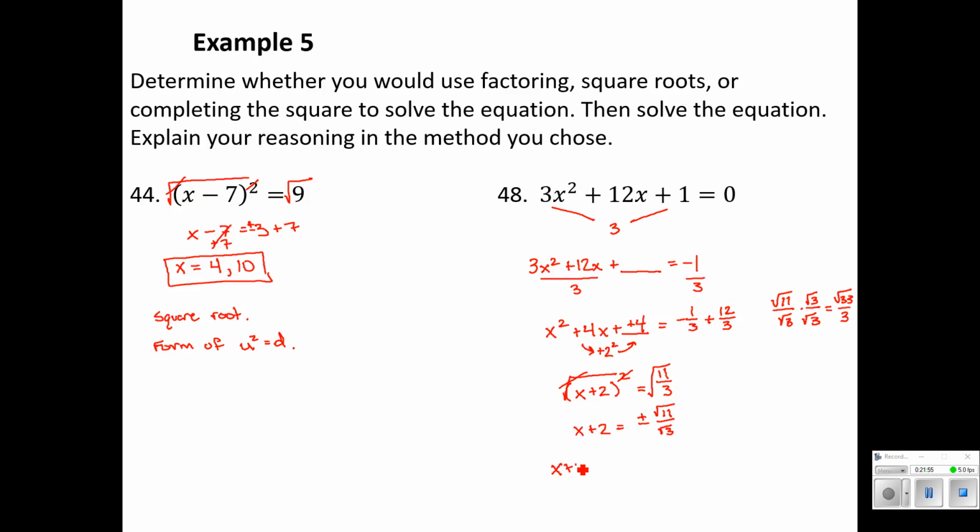Okay, so x plus 2 equals plus or minus root 33 over 3. And then we would subtract 2 from both sides. That's like subtracting 6 over 3 with our common denominator. So x equals negative 6 plus or minus root 33 all over our common denominator of 3.